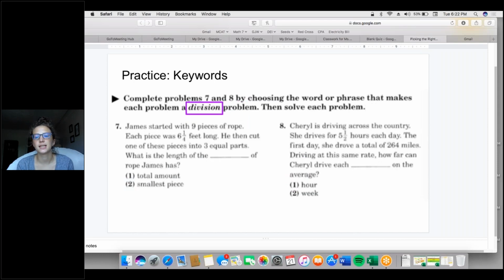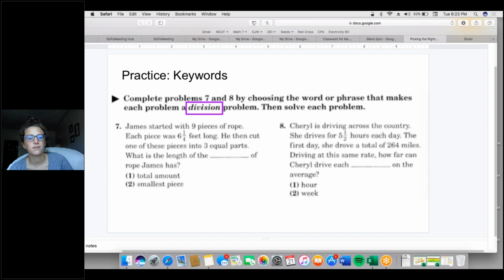And lastly, division is the last common operation we see. It also has its keywords. Sometimes division keywords can be sneaky, so let's try these 2. Number 7 says James started with 9 pieces of rope. Each piece was 6¼ feet long. He then cut one of these pieces into 3 equal parts. What is the length of the blank of rope James has?